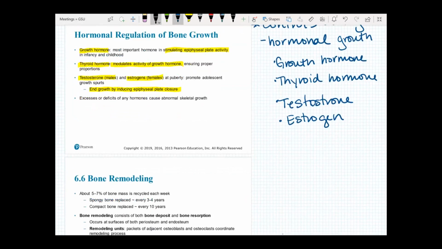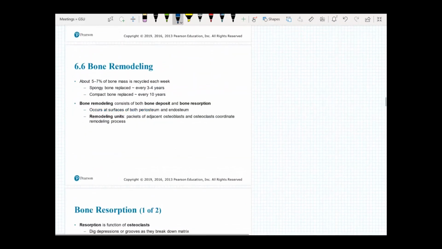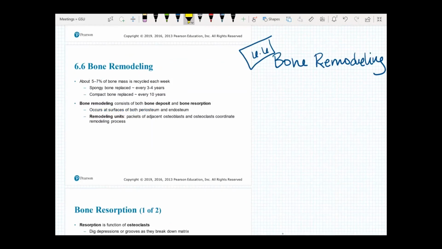Okay, so the next section we're going to talk about is called bone remodeling, and this is a very cool process. So bone remodeling is different than bone development or bone growth. What bone remodeling is, this will actually occur just to replace your bone mass. So it will actually recycle your bone mass. Essentially, you'll replace 75% of your bone mass every week.